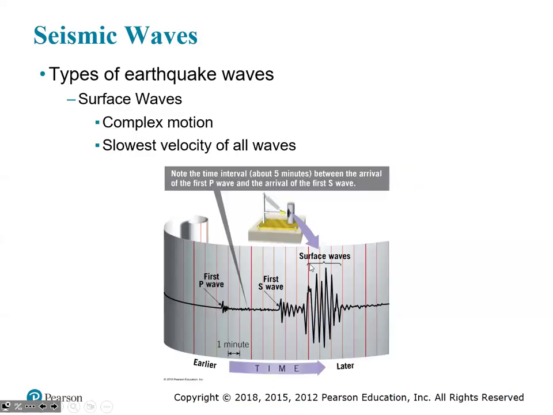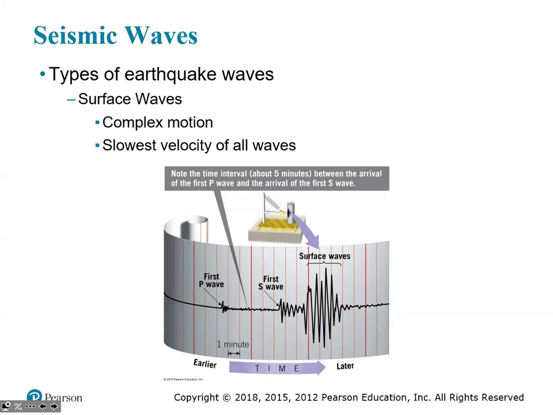And the last is surface waves, which are on the surface. They have complex, messy motion. They're the slowest of all the waves. And you can notice here, we have the first P wave, then the first S wave, and there's a time interval of about 5 minutes, and then there's that messy surface waves.